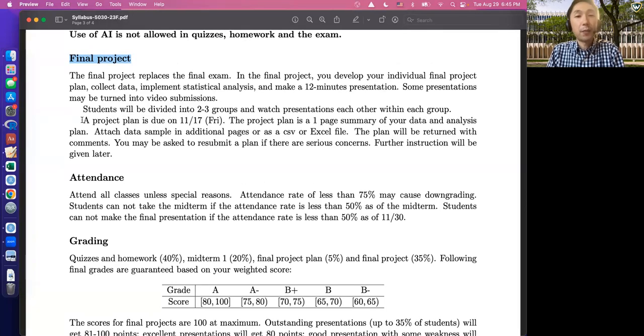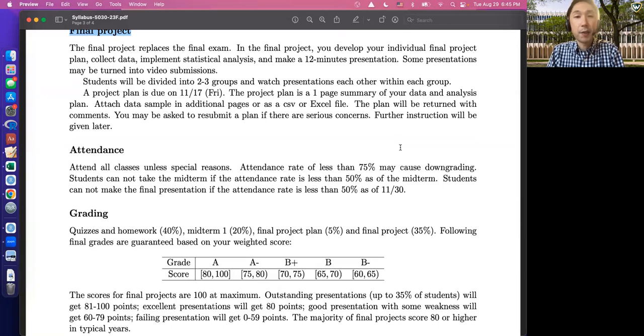And first, I ask you to submit a project plan that is due on November 17th. The project plan is a one-page summary of your data and analysis plan. So attach a data sample in additional pages or as a CSV or Excel file. The plan will be returned with comments.